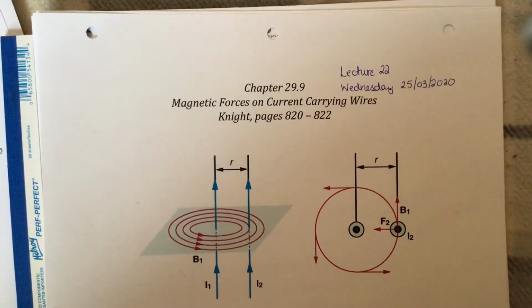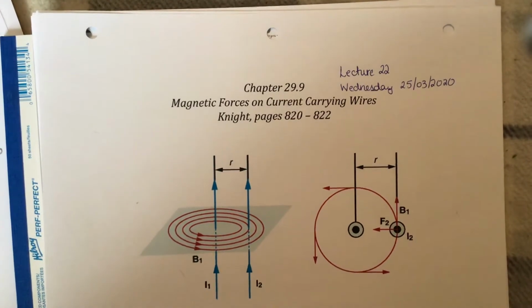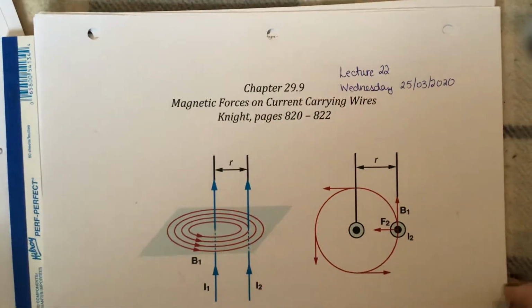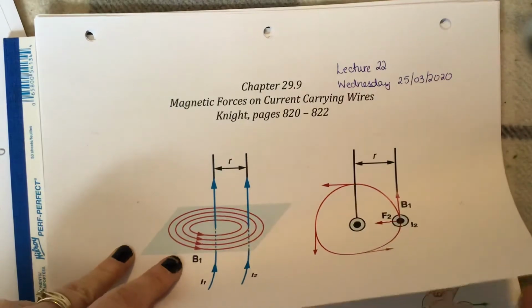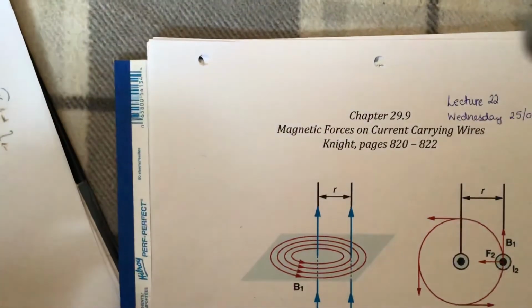carrying wires. So before you get started on this lecture, you should probably stop and have a read through the textbook, pages 820 to 822. Okay, so let's look at what is the magnetic force on a current carrying wire.